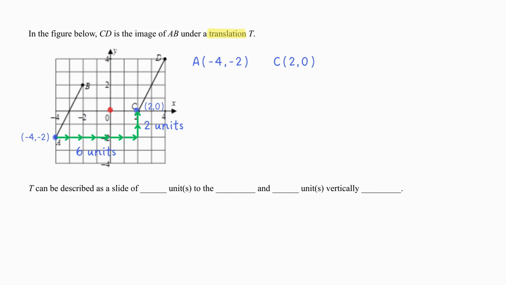If we check point B to point D, you'll see the exact same thing happens. B is at -2, 2, and D is at 4, 4. That's also 6 units right and 2 units up. So, T can be described as a slide of 6 units to the right and 2 units vertically up.